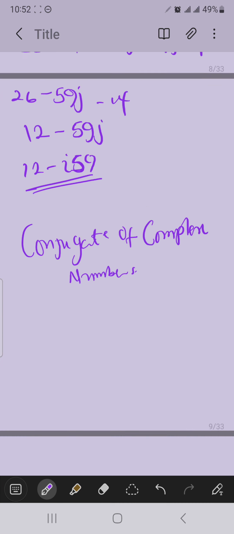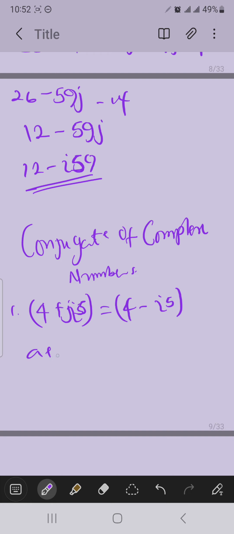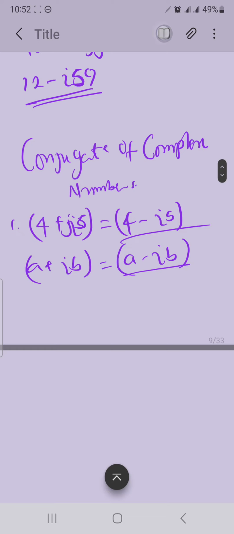Now I want to talk about the conjugate of complex number. What is a conjugate? You know what complex number is representing? We have real and imaginary number. Now let's say you have 4 plus this. Its conjugate is going to be 4 minus this. I can write anything. If I have another one, let's say I have A plus this, it is going to be A minus this. This is the conjugate. So that's how you write conjugate of any number.